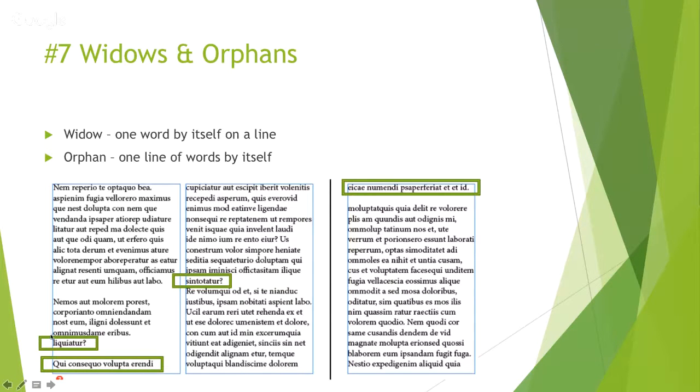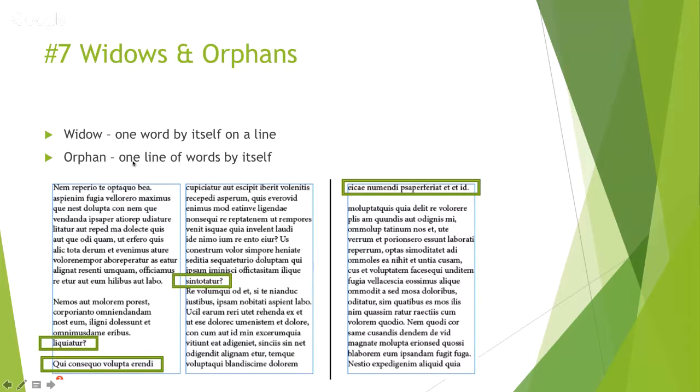You could see down here, and I just put placeholder text. So you see down here, this word is all by itself, and right here, all by itself. That is what a widow is, and you never want to do that, okay? So always avoid that. You can switch your text around a little bit, things like that.